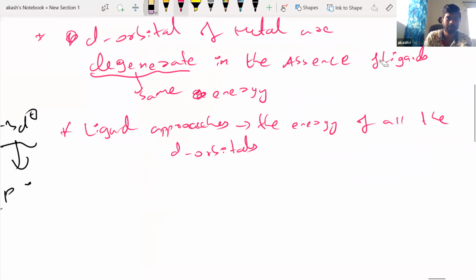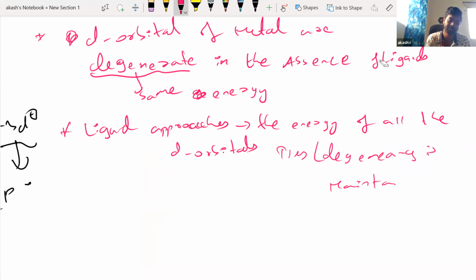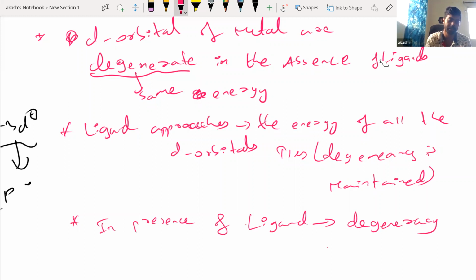Right. So the next point is, now we understood that when the metal does not have any ligand, all the d orbitals are degenerate and they have lesser energy. When the ligand approaches, the energy of all the d orbitals increases, but degeneracy is still there. Degeneracy is maintained. Next, what is going to happen in the presence of ligands, the degeneracy is lost. In the presence of the ligand, the degeneracy is lost.